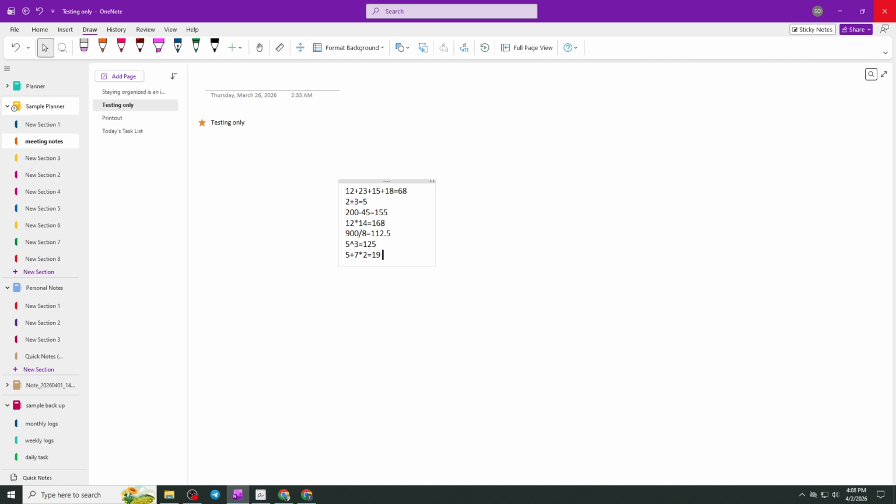Next time you need to quickly sum numbers, calculate percentages, or verify an arithmetic problem, Microsoft OneNote makes it easy to do it all directly within your notes. It's a fantastic feature for students, professionals, or anyone who wants to combine note-taking with real-time calculations.